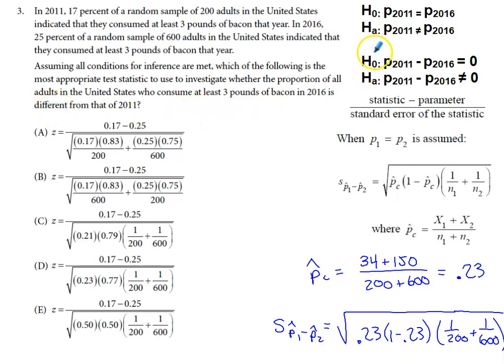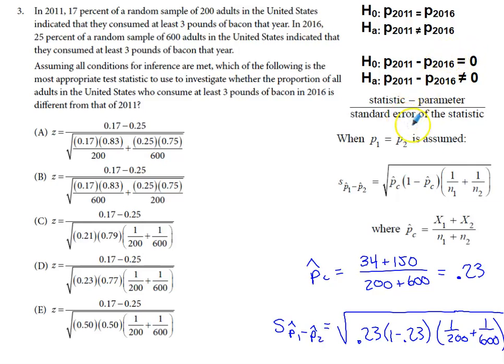Now, usually whenever you're setting up a significance test to compare proportions, it's helpful to think about equivalent forms of the null and alternative hypotheses. If you simply subtract the proportion from 2016 from both sides of the null and alternative hypothesis, you end up with a difference in the proportion from 2011 and the proportion from 2016 on the left, and just a 0 on the other side of each hypothesis.